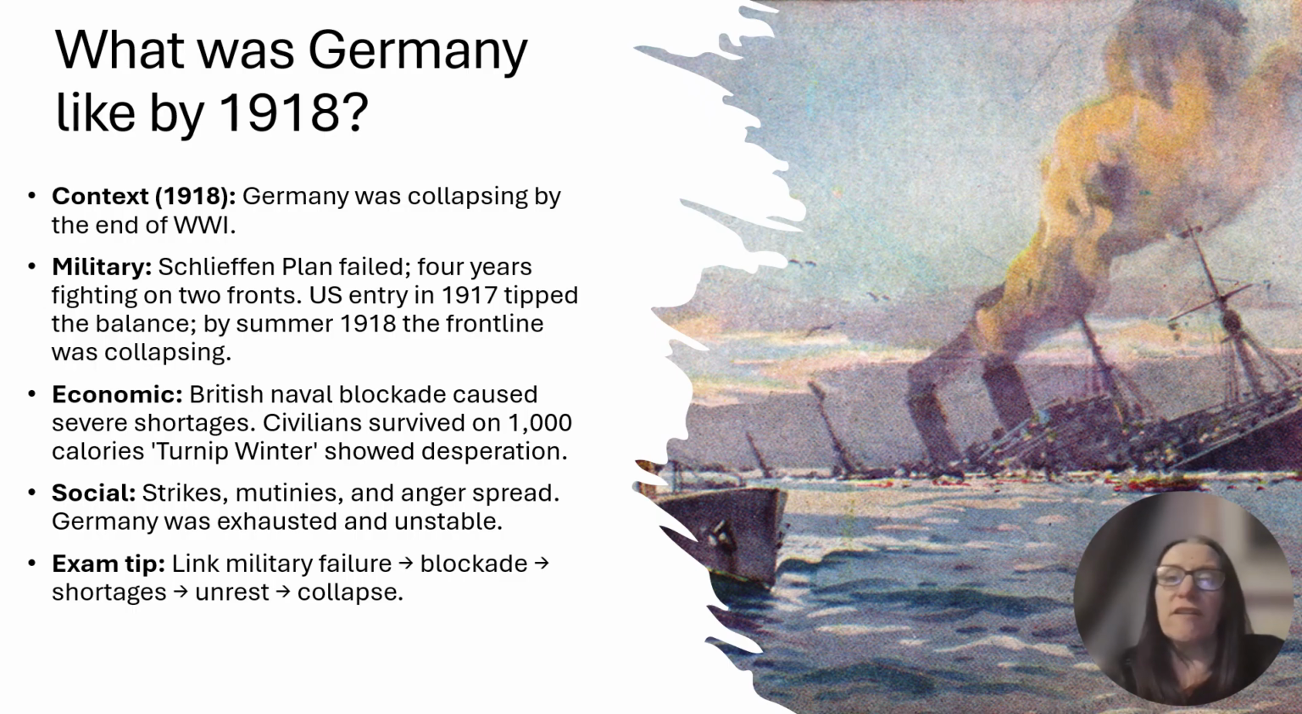Economically, it was a disaster. Britain's naval blockade had been strangling Germany's imports throughout the war. Food, medicine, raw materials, all desperately short. By 1918, ordinary German civilians were surviving on around 1,000 calories a day. That's about half of what you need. The turnip winter of 1916 to 1917, where turnips, normally fed to animals, became a staple food for millions of people. And that tells you everything you need to know.